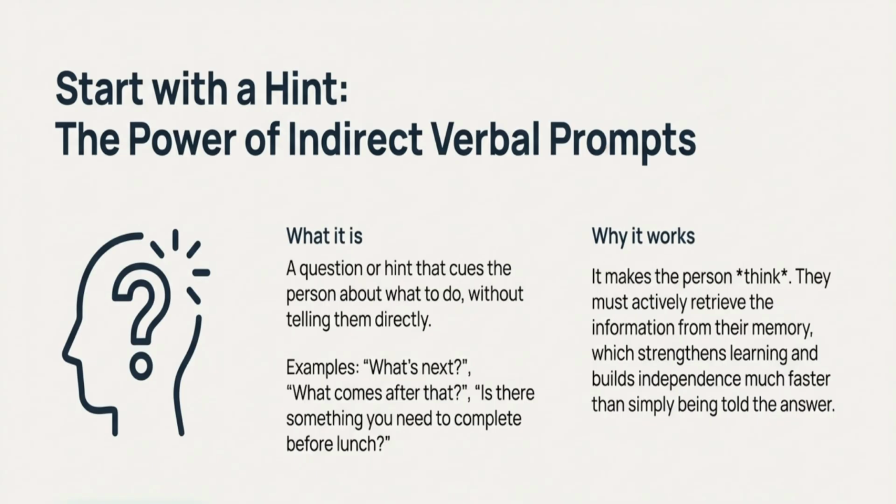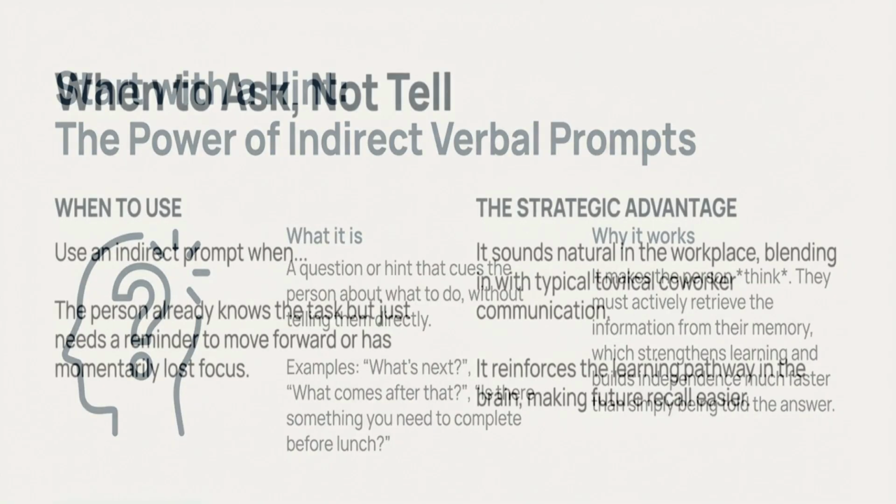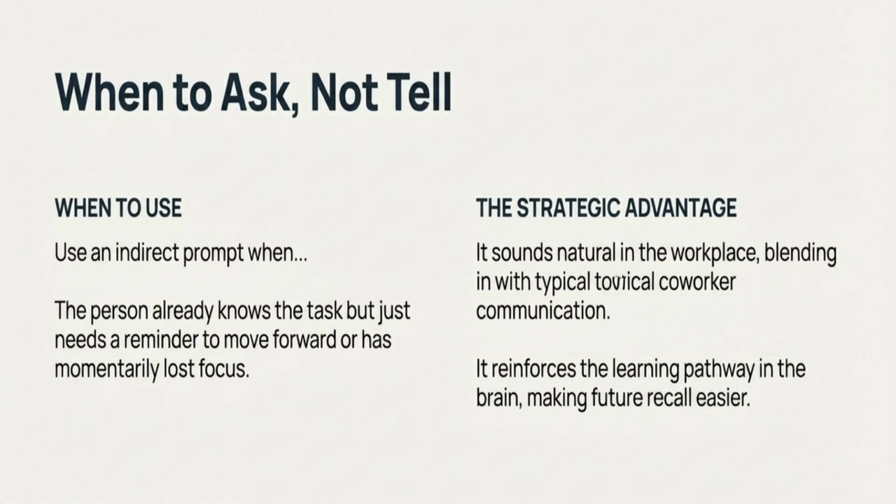How are we doing? Notice what these all have in common. They're questions. They give the person a hint, but not the full answer. Indirect verbal prompts make the person think. They have to recall what comes next. This builds independence faster than just telling them what to do. When to use indirect verbal prompts. Use them when the person knows the task but needs a reminder to move forward.